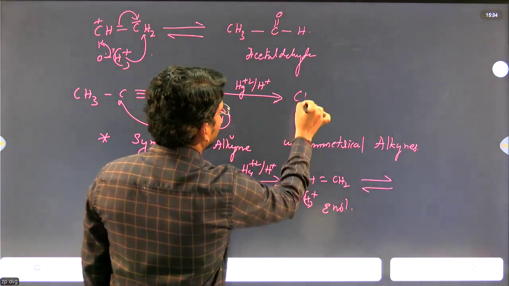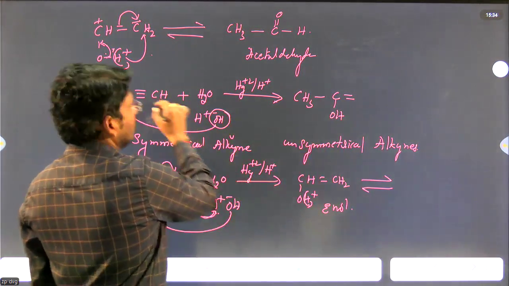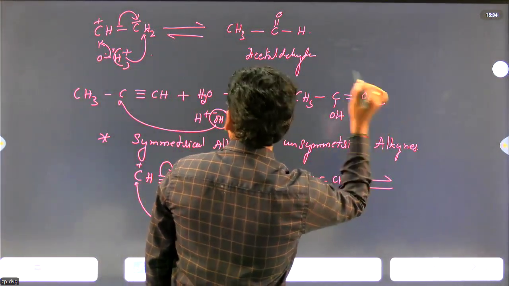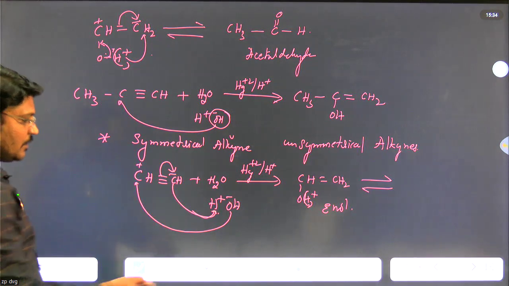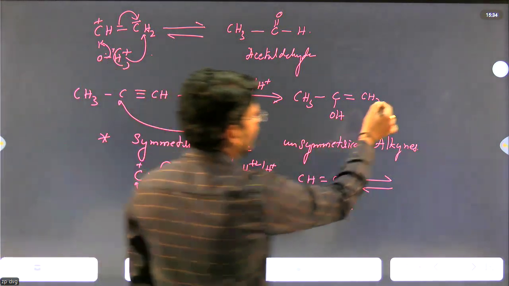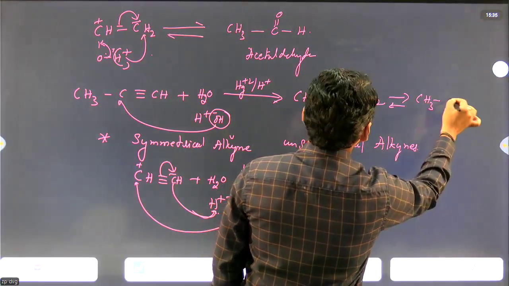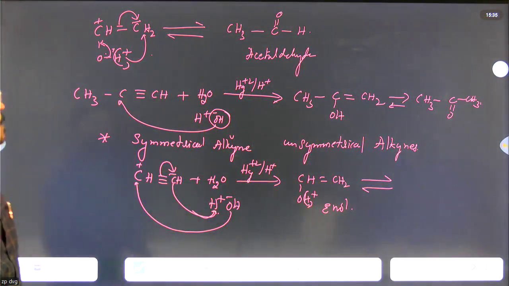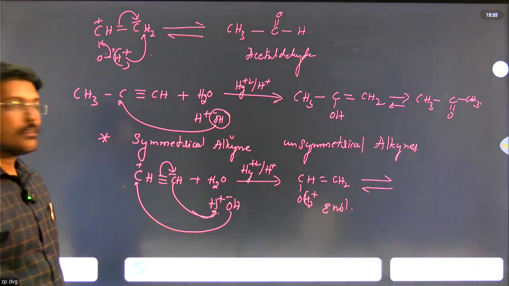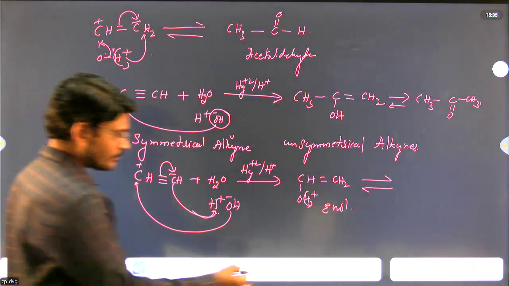So then finally CH3 C, here one OH comes, here a double bond, thereafter CH2, over. So this enol form undergoes tautomerism. You know how tautomerism happens. And finally we get a ketone, CH3, C double bond O, and here CH3. Understood? Ketone. Unsymmetrical alkyne always gives ketones. Symmetrical alkyne will give aldehyde. So this is another way we can prepare aldehydes as well as ketones.